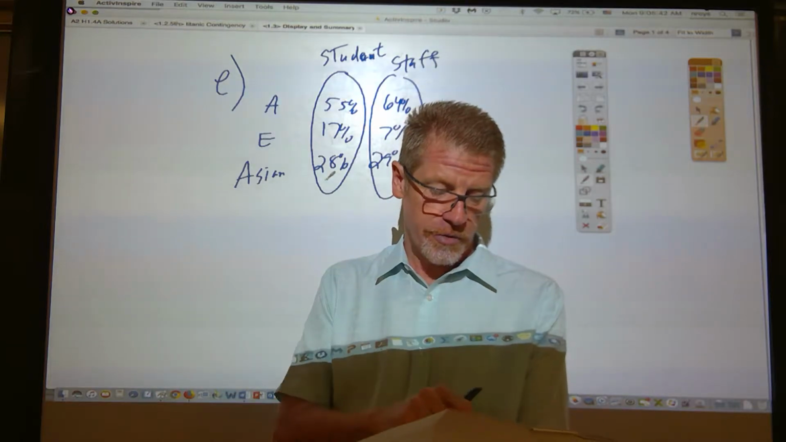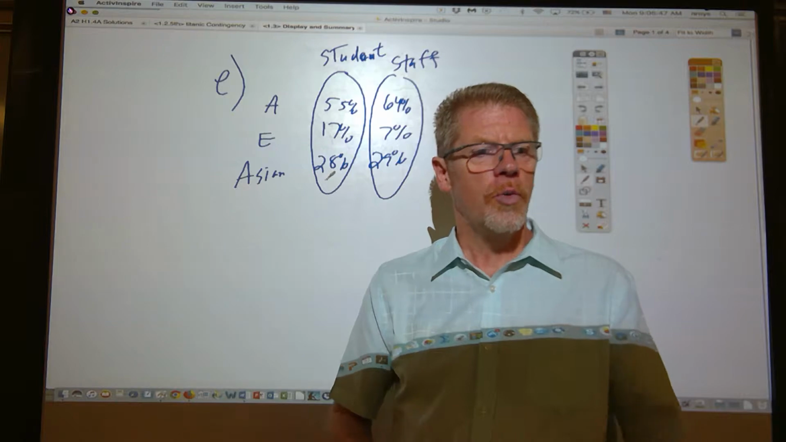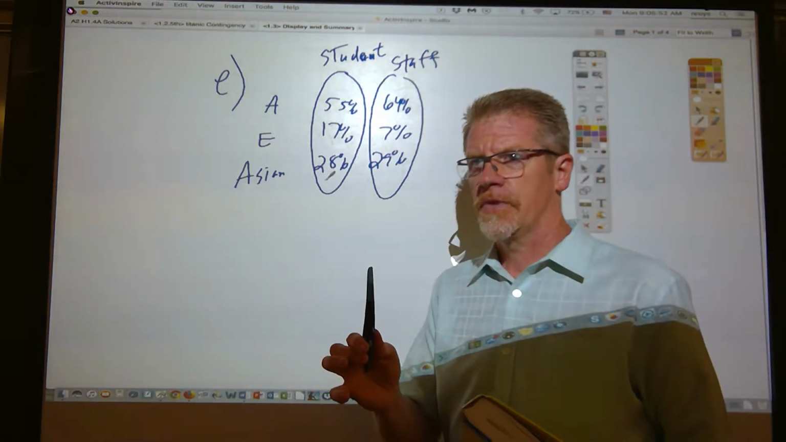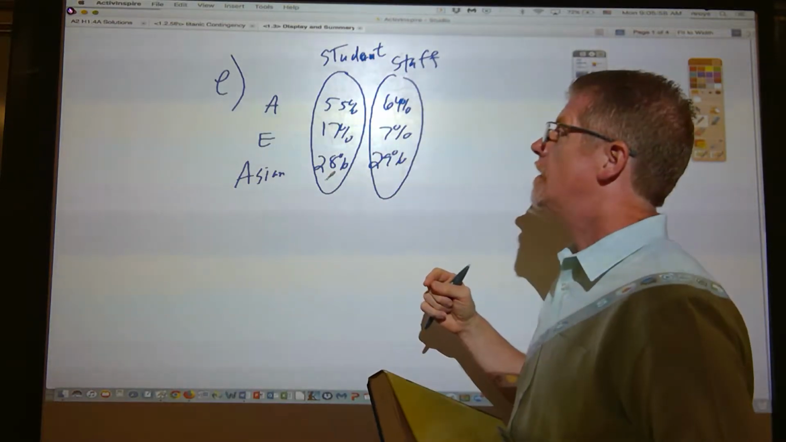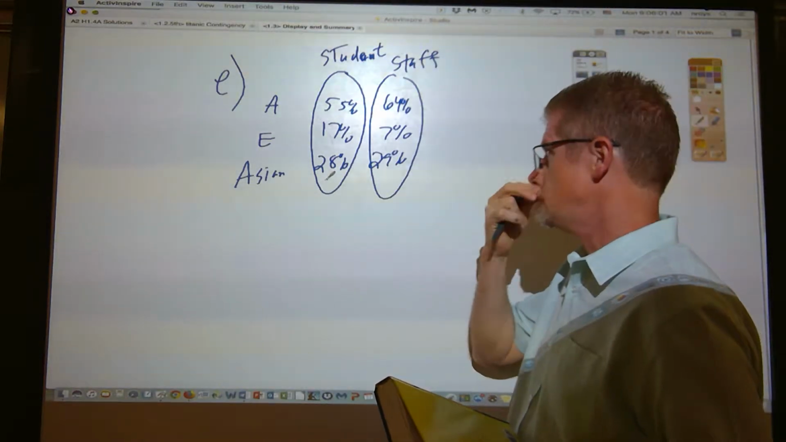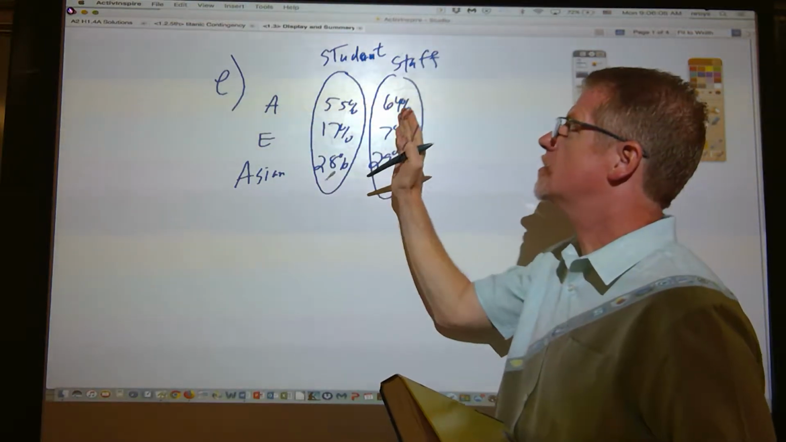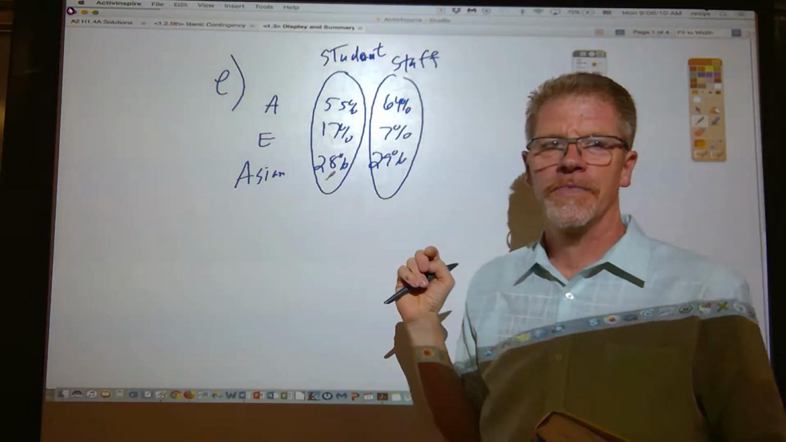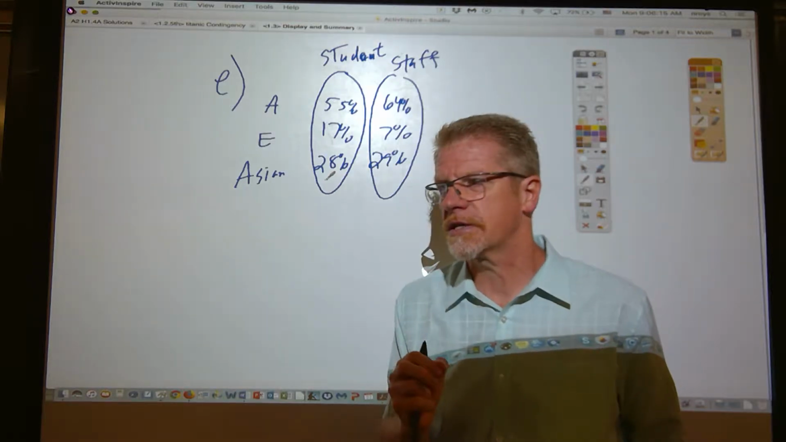A second issue on the homework is part F. Do you think that origin of car is independent of the type of driver? Well, what we learned in class last week was that two variables are independent if the distribution of conditional relative frequencies of country of origin is the same for all categories of driver. Are these two distributions the same? No, we wouldn't expect them to be exactly the same, but they're not even close.